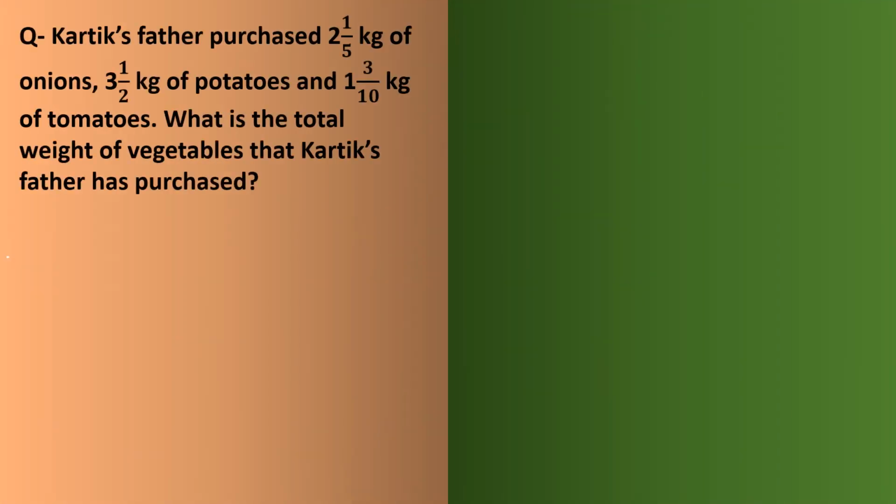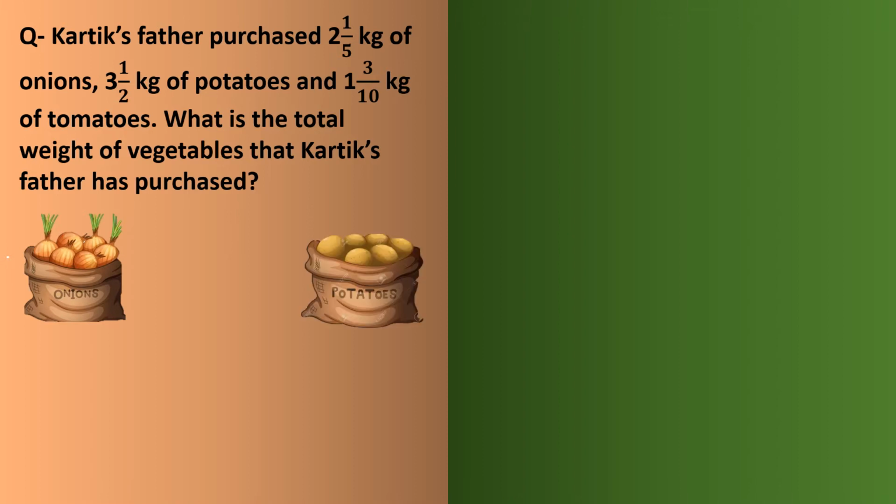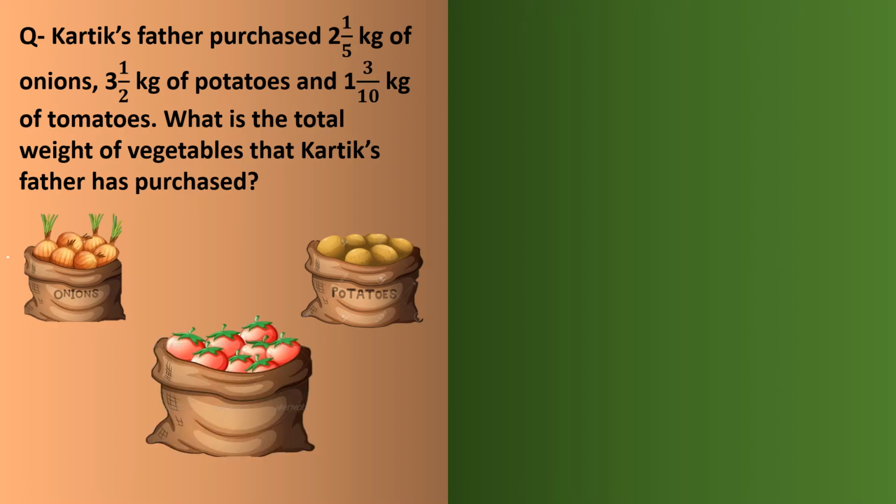Karthik's father purchased 2 and 1 by 5 kilogram of onions, 3 and 1 by 2 kilogram of potatoes, and 1 and 3 by 10 kilogram of tomatoes. What is the total weight of vegetables that Karthik's father has purchased? So here in this word problem, at first we will write all the statements.